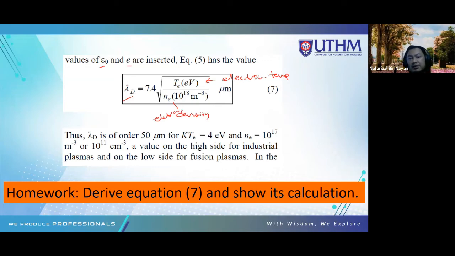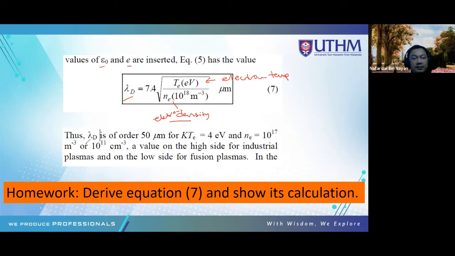The higher the temperature, the faster the particles can go, and they can move far apart, right? We know that because of the motion of the gases and the particles inside it. So the higher the temperature, the larger the distance. But the higher the density, the shorter the distance, because we have more particles confined into one area. So you can see that this distance becomes shorter.